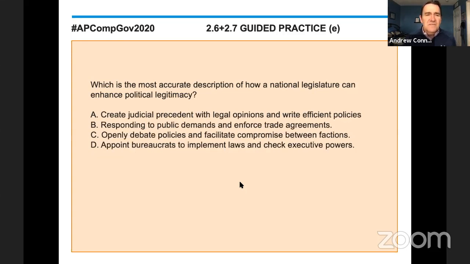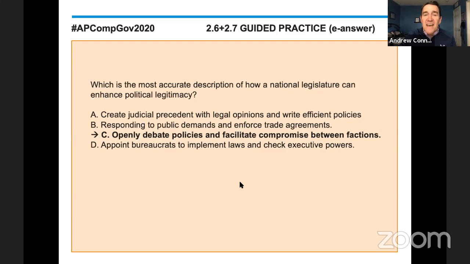Same question, different options. Which is the most accurate description of how a national legislature can enhance legitimacy? And in this case, you should know that a legislature can openly debate policies and actually facilitate compromises between factions in the political landscape. So those are some multiple choice.